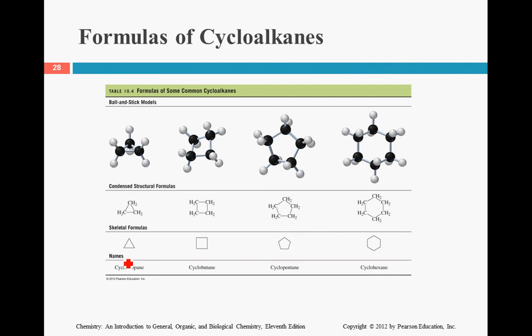So here's some examples. Cyclopropane, so 1, 2, 3 carbons. Bute means that there's going to be 4 carbons. Cyclo means that they're all bonded together. Pent means that there's 5 carbons. Cyclo means they're all bonded together. And hex is for 6. Cyclo means they're all bonded together.